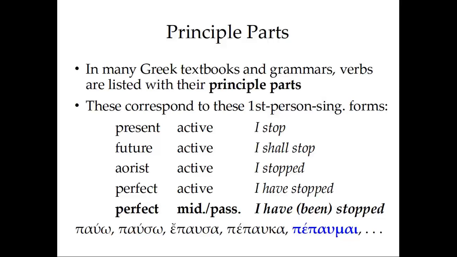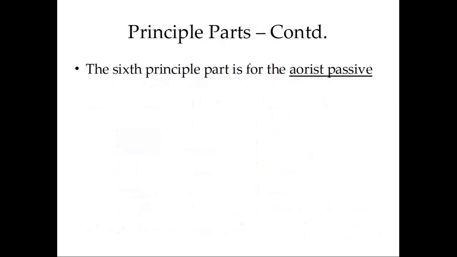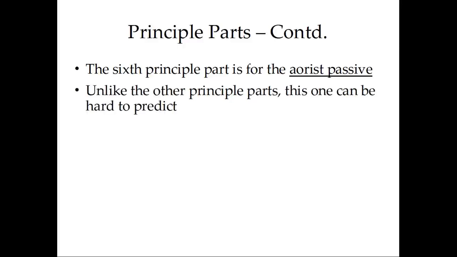So these are very helpful when we are especially forming verbs ourselves. It really helps to know all the different principal parts because there are lots of irregularities with Greek verbs. The 6th principal part is for the aorist passive. This is the final of the principal parts, and we're going to learn what it means. Unlike the other principal parts, this one can be hard to predict.